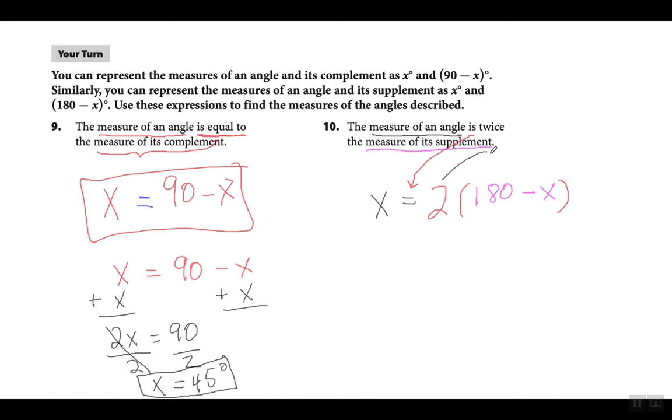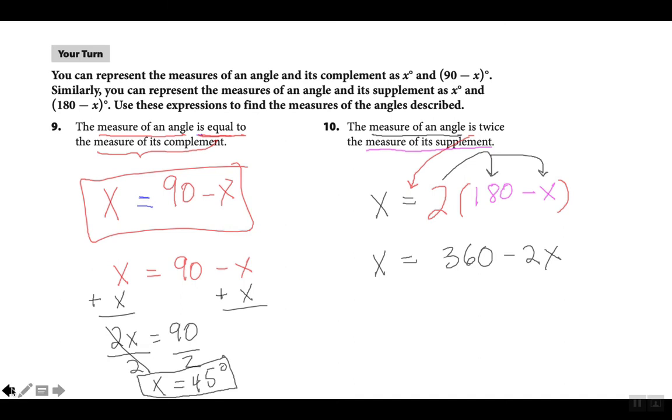First thing that should pop up in your head is I got to do the distributive property. La propiedad distributiva. So when you do that, you're going to get x equals 2 times 180 is 360. And 2 times negative x, or 2 times minus x, however you want to think about it, is going to be negative 2x.